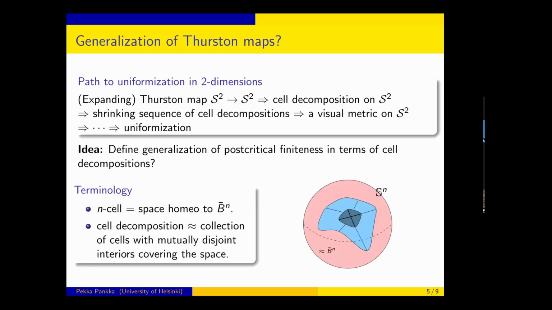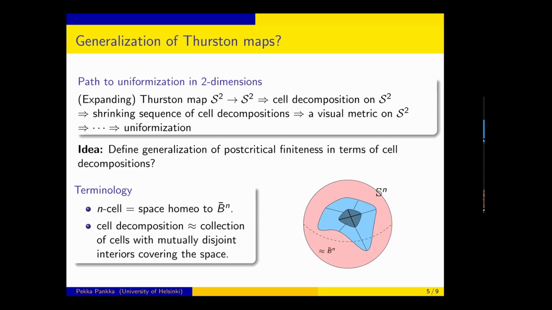Let me not define the cell decompositions. I have a picture, and I will try to explain the picture. The terminology here is that an n-cell is a topological space which is homeomorphic to a closed Euclidean n-ball, so it's really the familiar space we all know. And it is just a topological copy, which allows us to draw pictures like what we have here on the right.